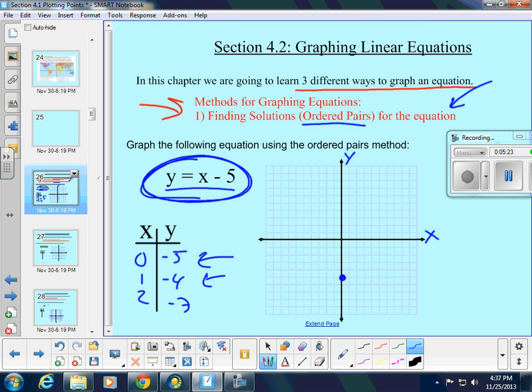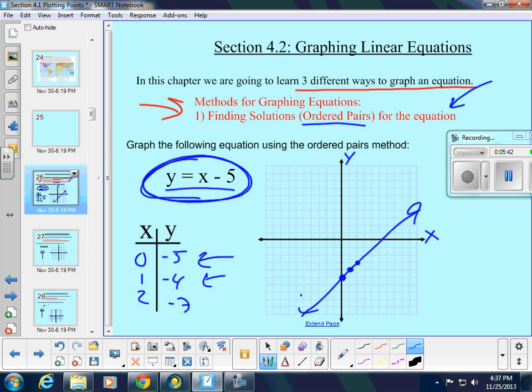1, negative 4. I go to the right 1 and down 4. There's my point. 2, negative 3. I go to the right 2 and down 3. So there's my point right there. I have those 3 points. They seem to line up nicely. I'm going to draw my line all the way through the grid. And it should go through all 3 points, and yes, it does.